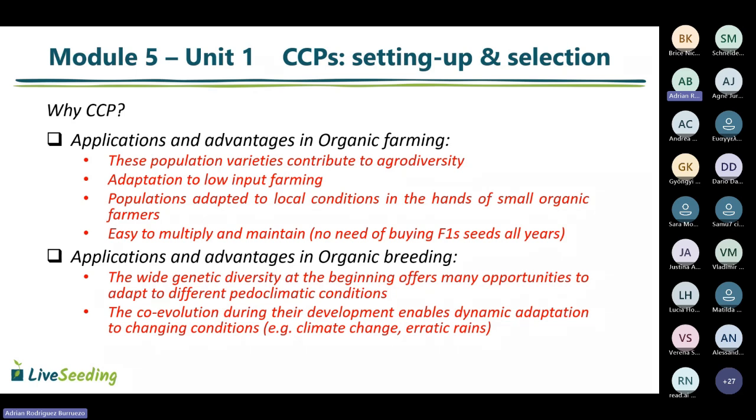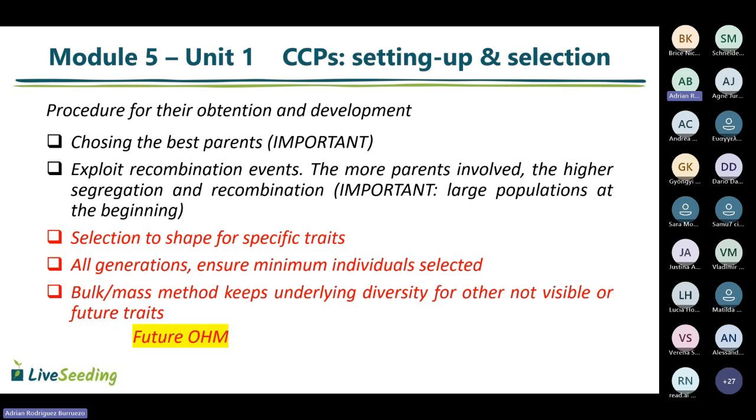They are highly advised to develop populations adapted to gradually increasing phenomena like climate change and other associated climatic events, like increasing temperatures and erratic rains, like here in the Mediterranean areas. And this is all from the main issues and advantages in organic farming and organic breeding. Well, now the procedure for obtention and development.